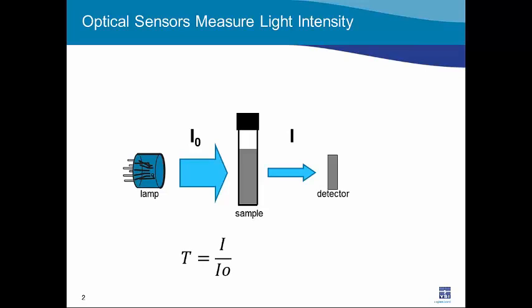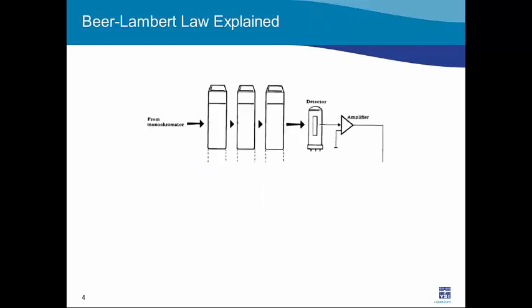Mathematically, we can calculate what the transmission of that light is as the intensity at the detector divided by the intensity of the light leaving the lamp. It is customary to express this in percent form, so we can get percent transmission by multiplying that by 100. For analytical purposes, the two main principles that govern light transmission can be explained by a combined Beer-Lambert law.